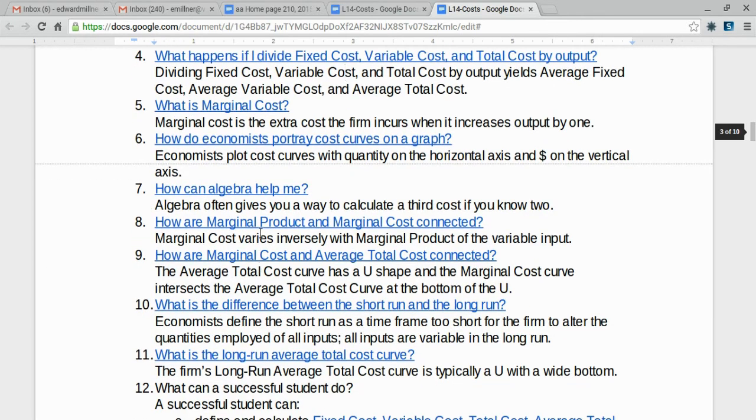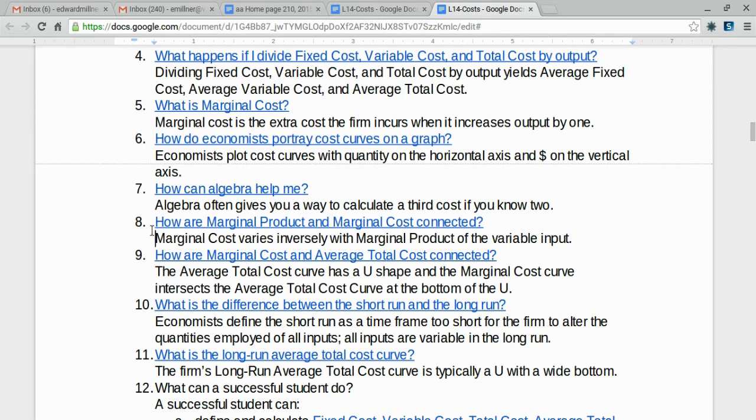How do economists portray cost curves on a graph? Economists plot cost curves with quantity on the horizontal axis and dollars on the vertical axis. Algebra can be your friend in this lesson. Algebra often gives you a way to calculate a third cost if you know 2 of them.